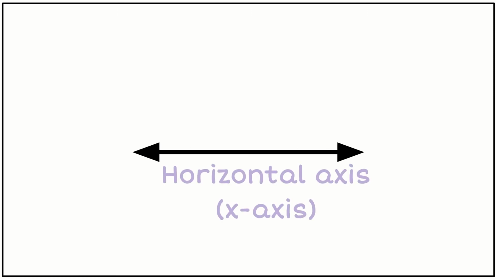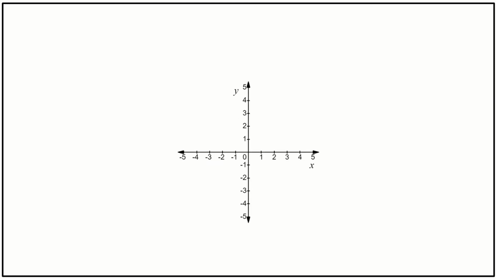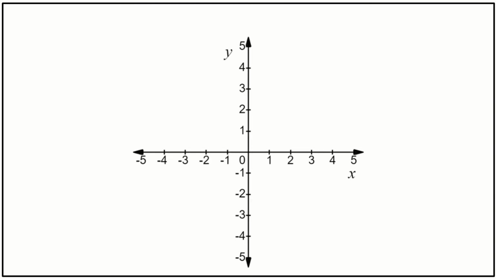So we start by thinking about horizontal as our x-axis and vertical as our y-axis. So here's a grid, and you can see we've got positive and negative numbers, and we've got our labels x and y, and we've got arrows on all the axes.